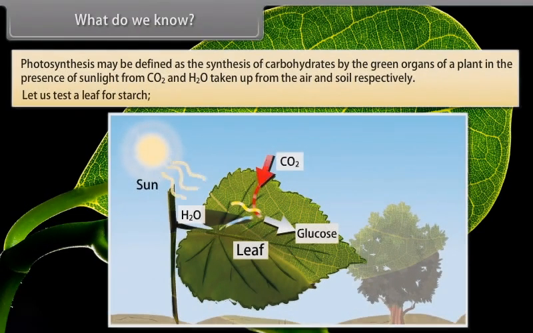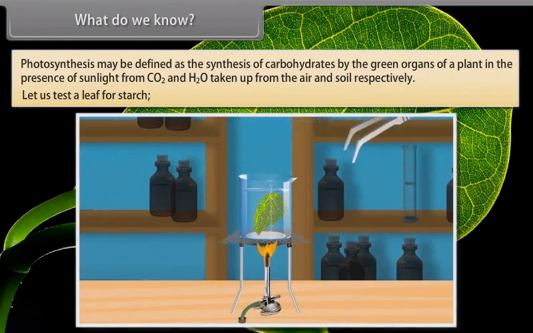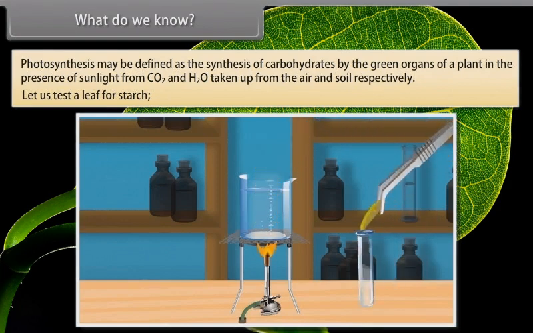Let us test a leaf for starch. Remove a green leaf from a plant. Use the forceps to place the leaf in the boiling water. Boil for 2 minutes. After that, place the boiled leaf in a boiling tube containing 90% ethanol. Now place the boiling tube in the hot water until the leaf decolorizes. Now remove the leaf and wash it with cold tap water.